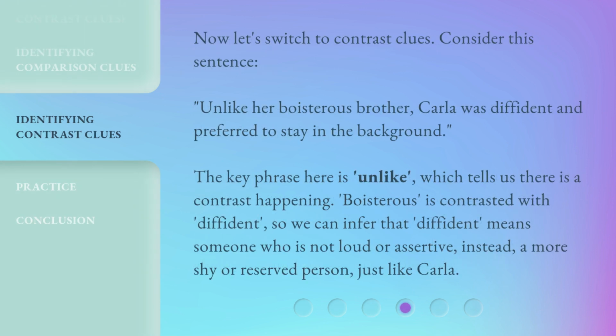Now let's switch to contrast clues. Consider this sentence. Unlike her boisterous brother, Carla was diffident and preferred to stay in the background. The key phrase here is unlike, which tells us there is a contrast happening. Boisterous is contrasted with diffident, so we can infer that diffident means someone who is not loud or assertive, instead, a more shy or reserved person, just like Carla.